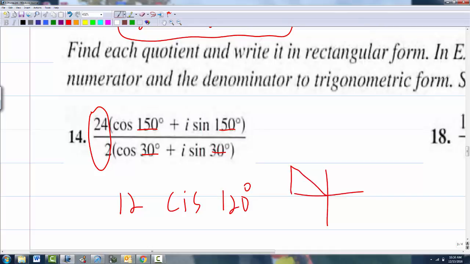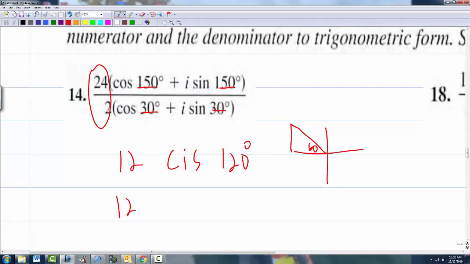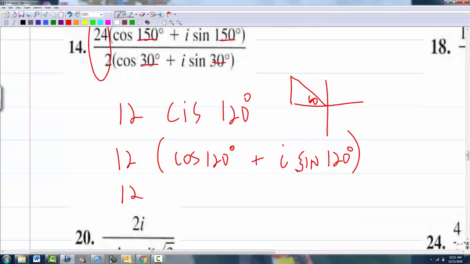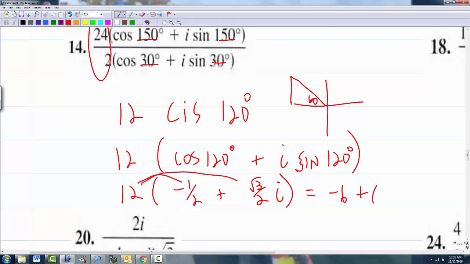120 is what kind of angle? 60. That's all I should have to write at this point. When I ask you the questions, what's cosine of a 60 in quadrant 2? It's actually negative 1/2. What's sine of a 60 in quadrant 2? So it's negative 1/2, and it's root 3 over 2i, and then you distribute. And those that are lagging majorly behind, I will go ahead and explain that yet again.